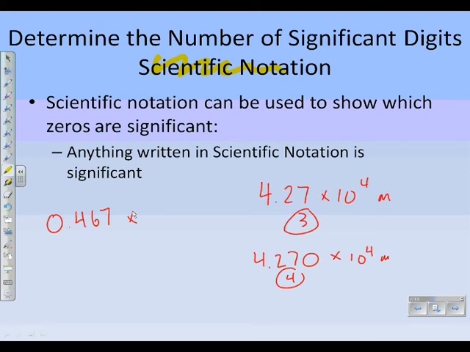0.467 times 10 to the minus 14th meters shouldn't be written in scientific notation this way. You shouldn't have a 0.467, right? 4.67 times 10 to the minus 15th meters, 3 significant digits. So you always have a fallback plan. If you're not sure how many significant digits you're supposed to have, you can always write it in scientific notation.